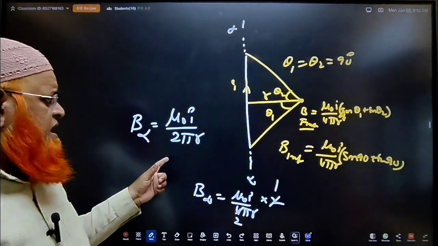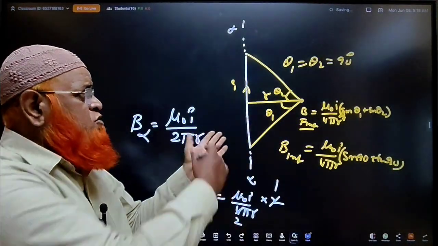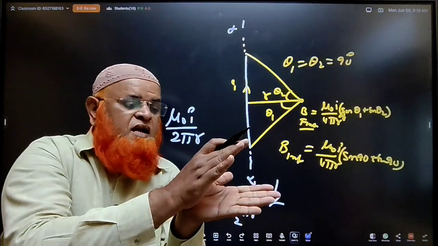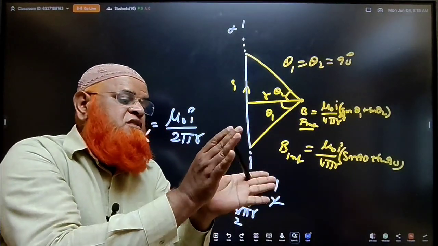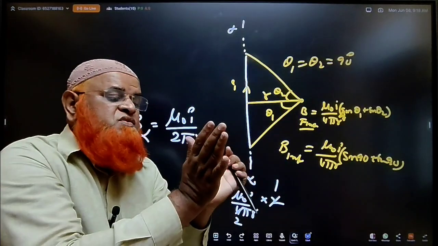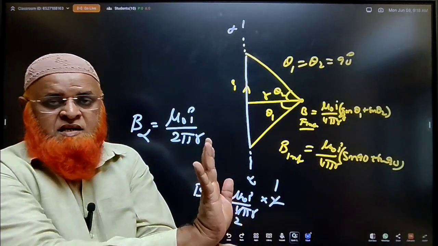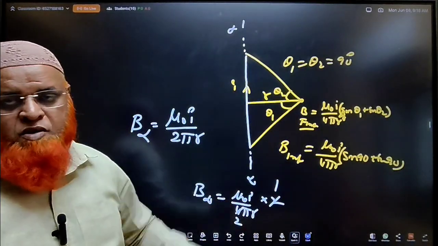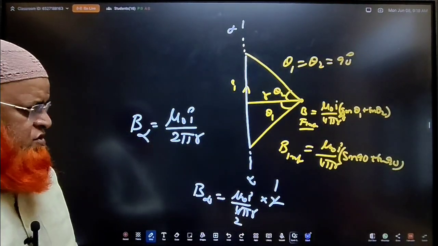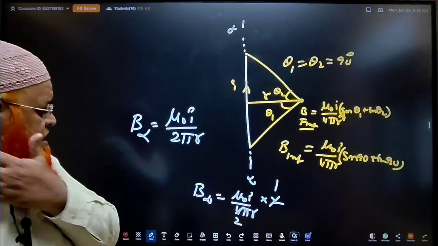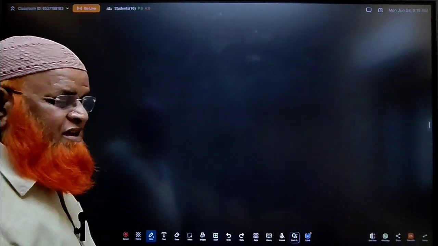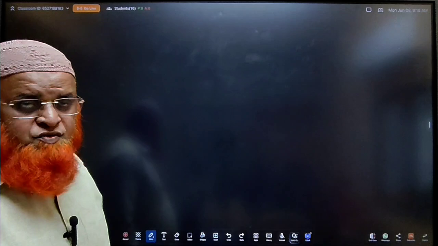For an infinitely long wire, as it extends to infinity, this angle opens and becomes straight like this. Then this angle becomes 90, and this angle becomes 90. Is it okay? So this is your formula for an infinitely long wire. So what problems can you solve using this formula?